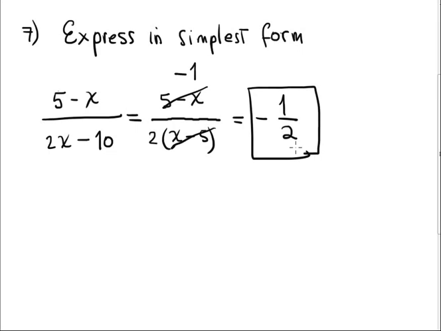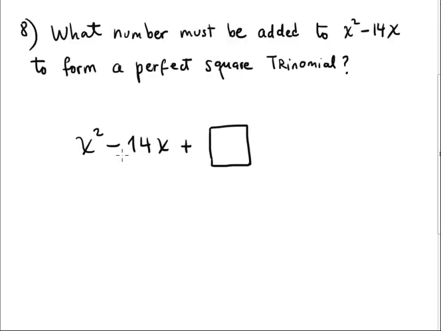That's it. Okay, number 8 is super easy. What number must be added to x squared minus 14x to form a perfect square trinomial? Remember the idea of completing the square. You take this coefficient, which is 14. I don't care if it's positive or negative 14. Divided by 2 is 7. And 7 squared is 49.